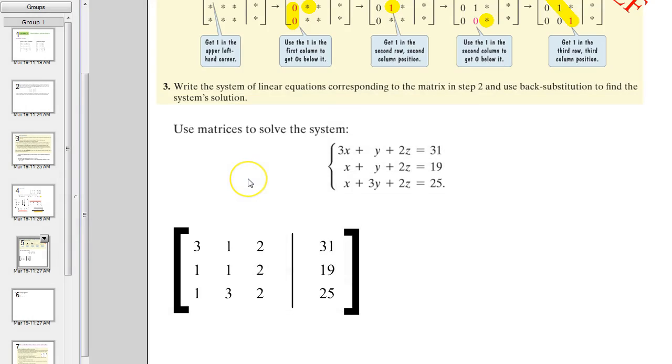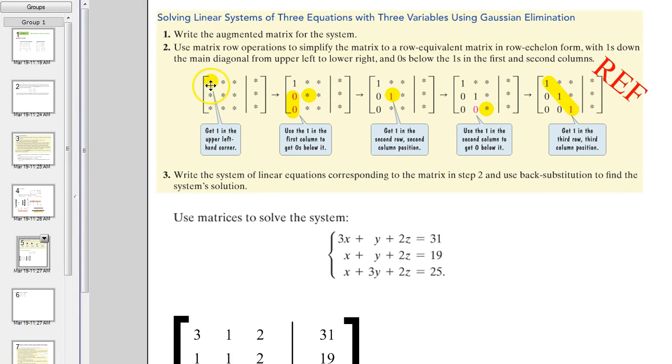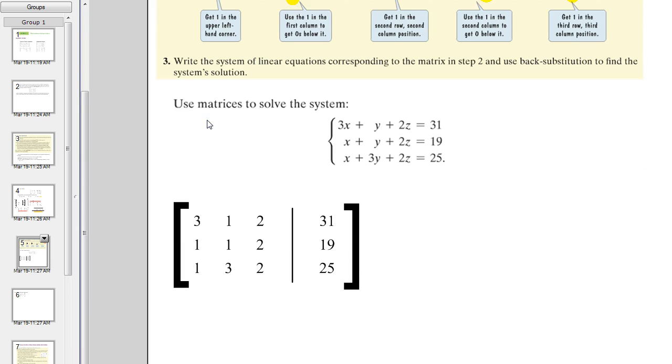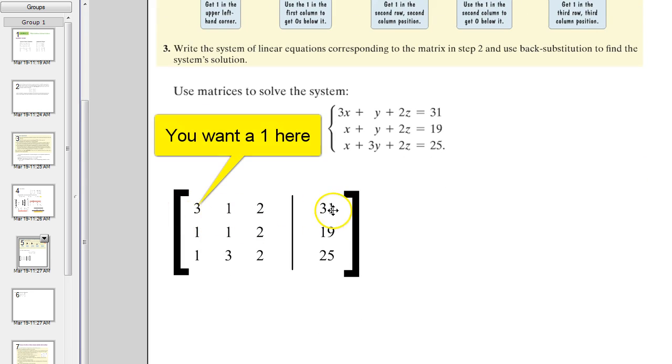Now remember, what is our first goal? Our first goal is to get a 1 in this upper left-hand corner. Now remember the things I'm allowed to do. I'm allowed to multiply this row by any number, or multiply by division, same thing. I could divide this row by 3 and I'd have a 1 there. But I'd also have a 1/3, a 2/3, and a 31/3. And that's not the prettiest thing in the world.